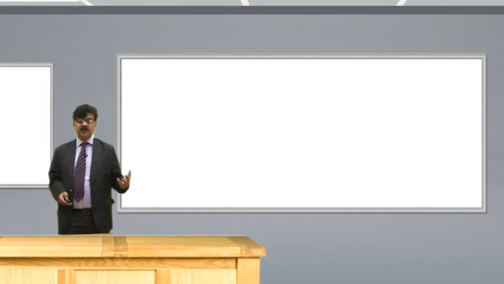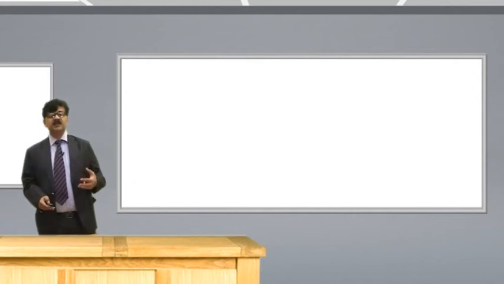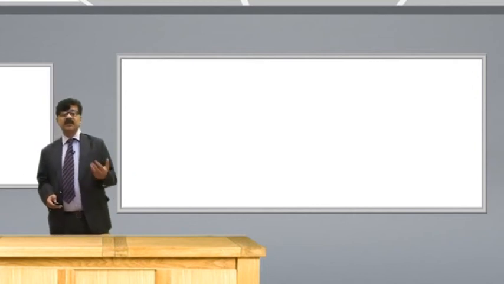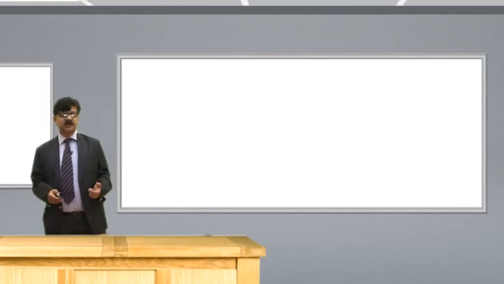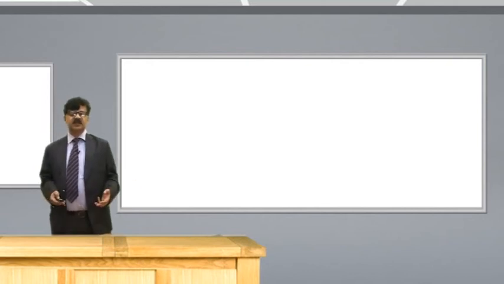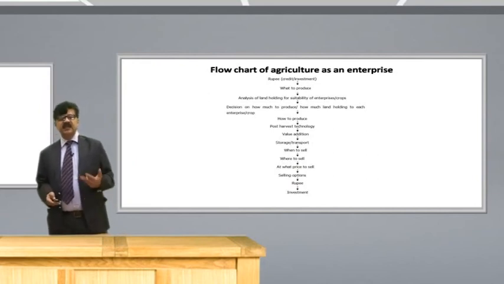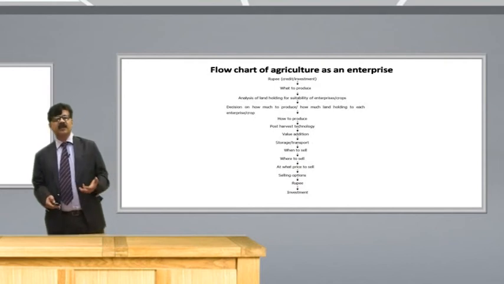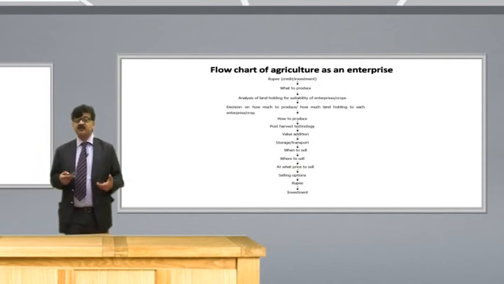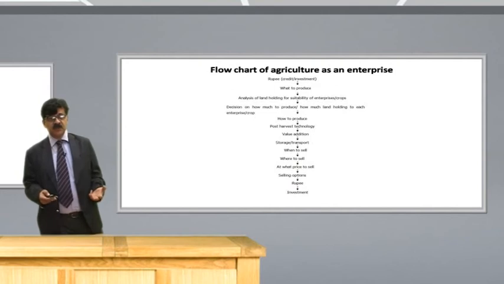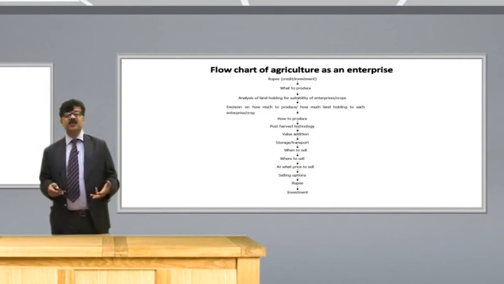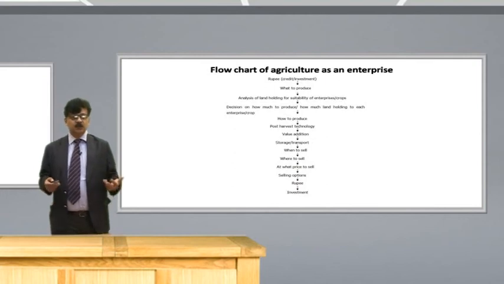In fact, if we get into all this, what is important is that we get into what is called agriculture as an enterprise. When we talk about agriculture as an enterprise, it's important that any rupee having been invested tells what to produce. It helps in analysis of the land holding for suitability of the enterprise and crops. It helps the farmers decide on how much to produce, how much land holding to apportion to each of these enterprises or crops, and how to produce.